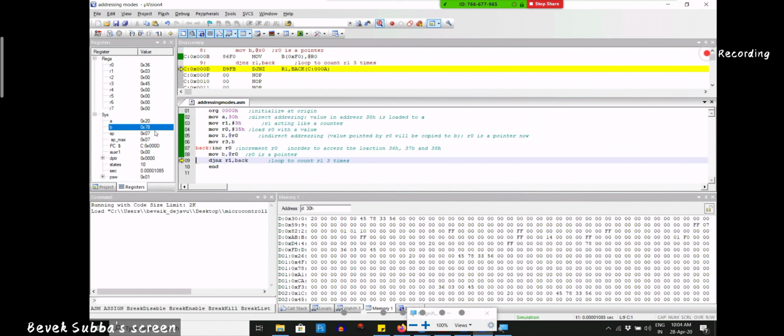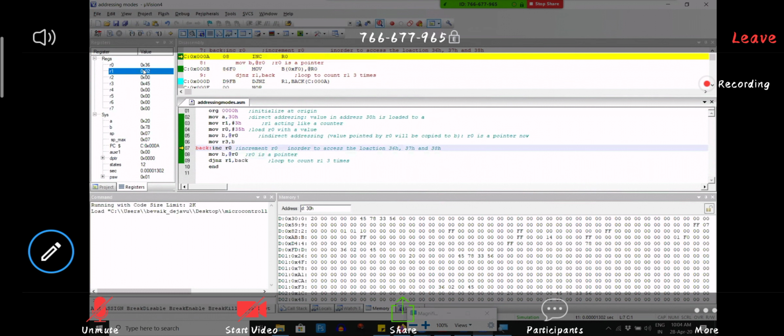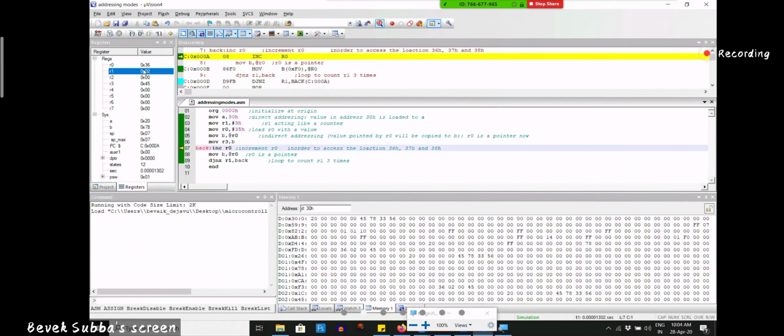What will be the value of R1? It will be 2 because it is decrementing. Decrement and jump if not equal to zero. It will decrement. It is not 0, so go back. R1 is 2. Increment R0. It will be 37.